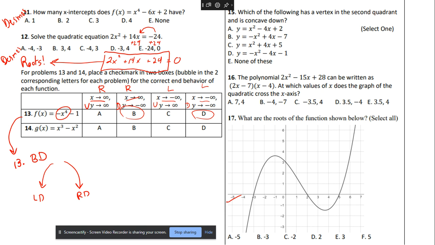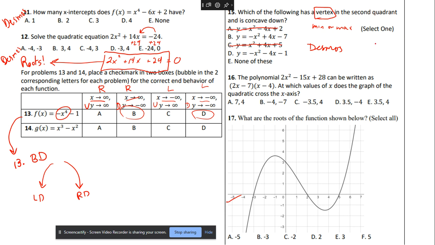15, which of the following has a vertex in the second quadrant and is concave down? Well, again, we can do a little bit of mental math here just to see about concave down. We know that it needs to have a negative leading coefficient here because these are all quadratics. So we automatically know it's not A and it can't be C. So that already eliminates two options. So you can check and see if it's B or D or E, none of the above. And remember, the vertex is like the minimum or max in this case. So I'd graph it on Desmos, take a look, and see which one of those has a vertex in the second quadrant.